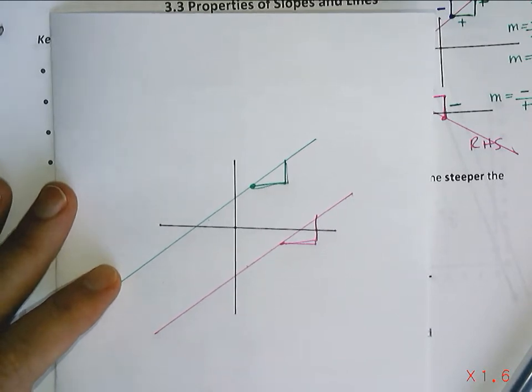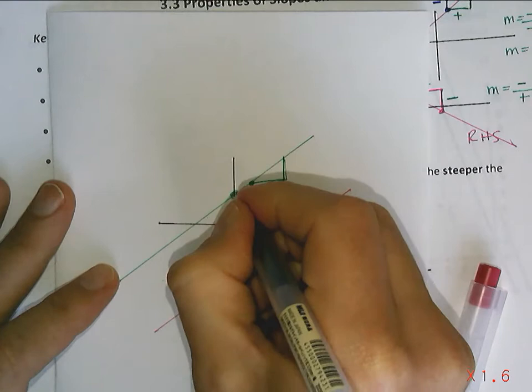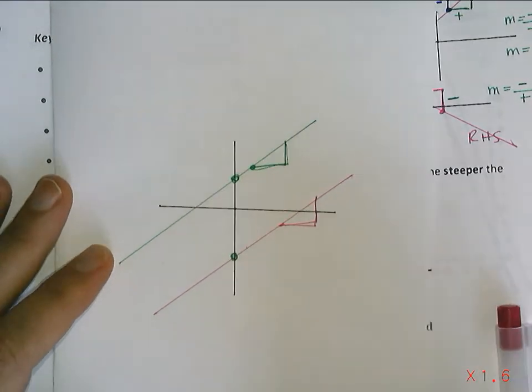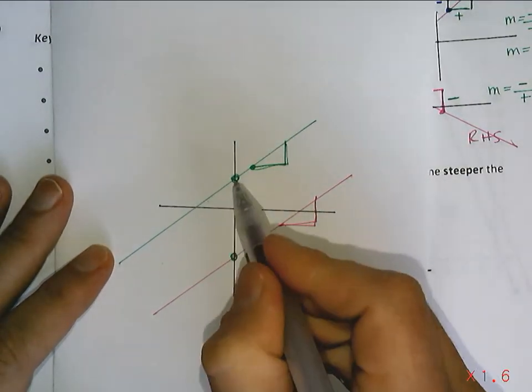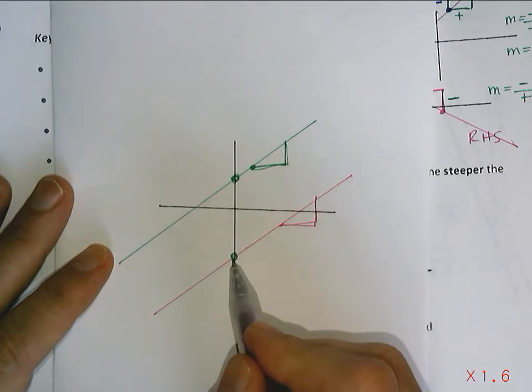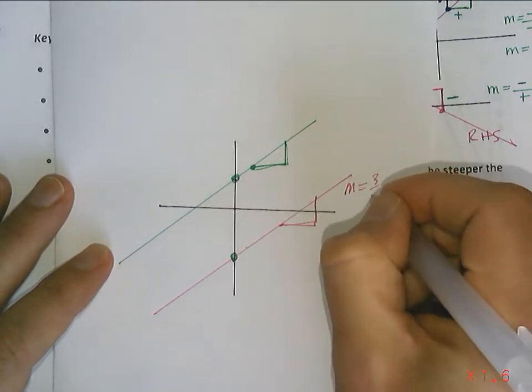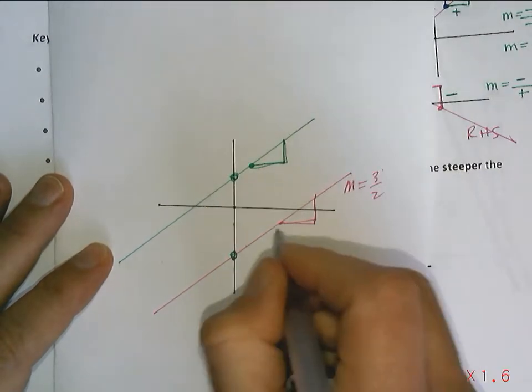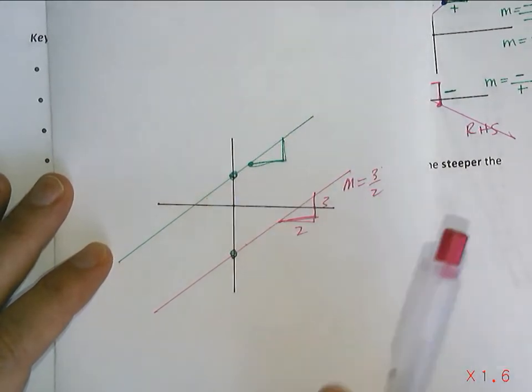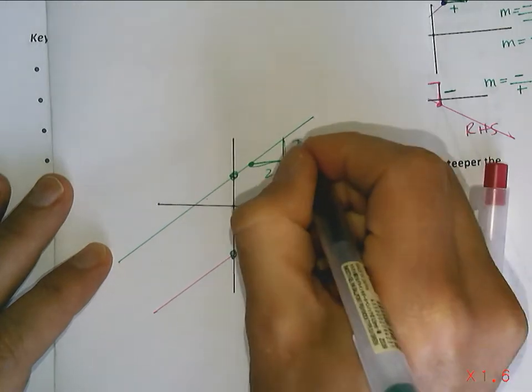Now, what is different? The y-intercept, right? The y-intercept's big time different. This one is a positive y-intercept. This one's a negative y-intercept. So let me give you a slope of this, let's pretend it's 3 over 2. Let's pretend rise over run. Let's pretend I go over 2, I go up 3.